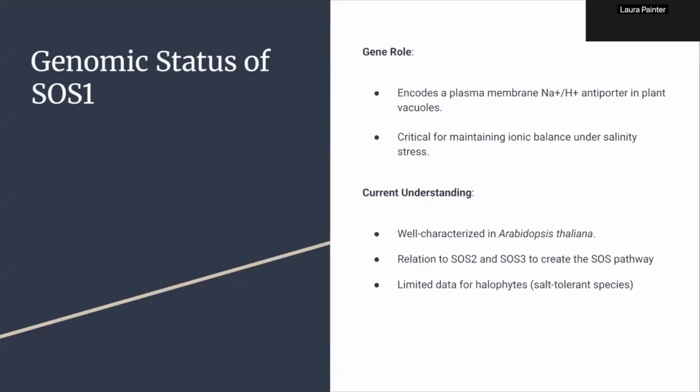The current genomic status of SOS1: it encodes a plasma membrane sodium-hydrogen antiporter, which is crucial for exporting excess sodium from the cell. It's a key player in the salt overly sensitive, or SOS, pathway, and it's controlled by the SOS2 and SOS3 genes. While it is well studied in Arabidopsis, data for halophytes such as Eutrema is still very limited, making it important to investigate how this gene functions in salt-tolerant species.